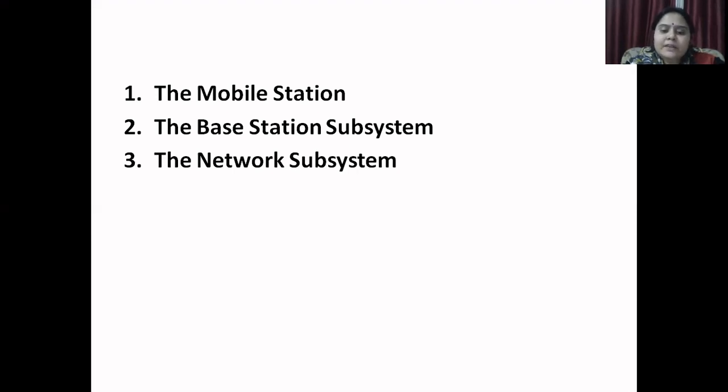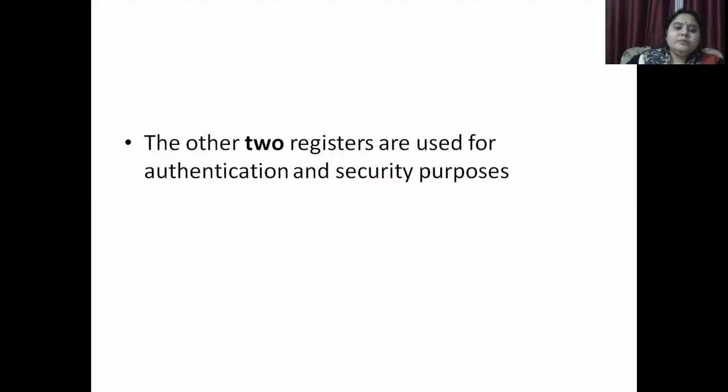The VLR entry contains a portion of selected administrative information stored in the HLR related to call control and the provision of subscribed services. The other two registers are used for authentication and security purposes.